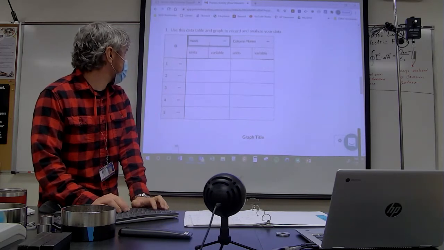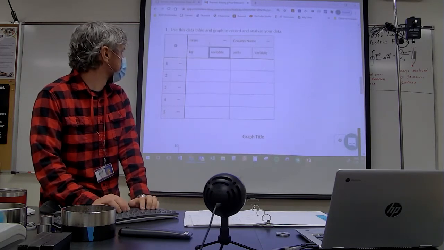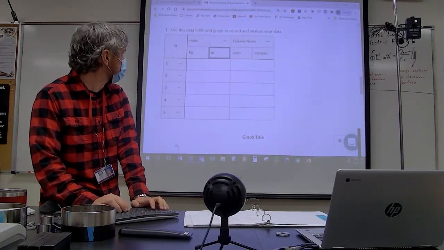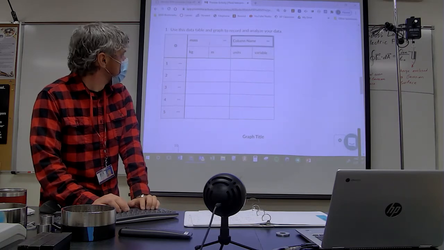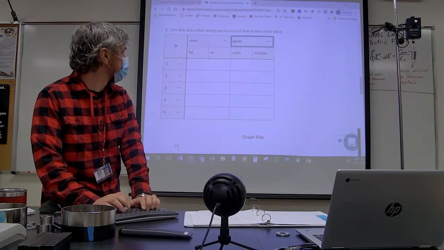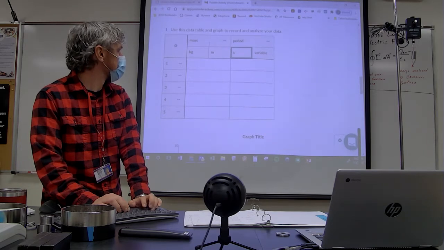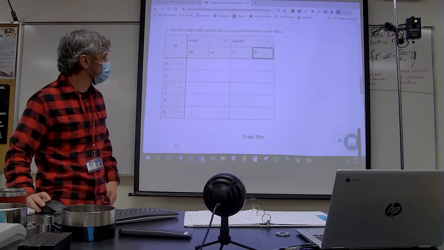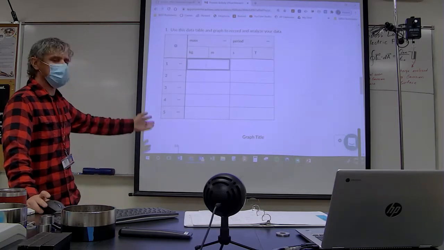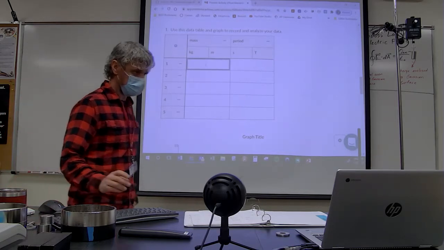So I'm going to vary the mass. The units I measure mass in are kilograms. The variable is m. And then I'm going to measure the period. The units that I measure the period in are seconds. The variable is capital T. All right? And then I'm going to collect my 5 data points.